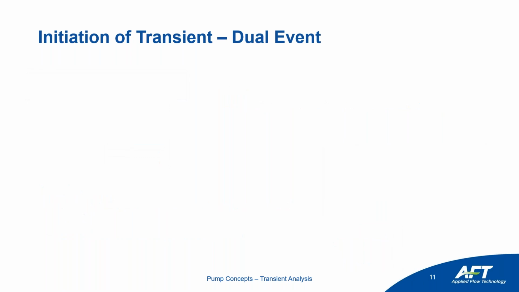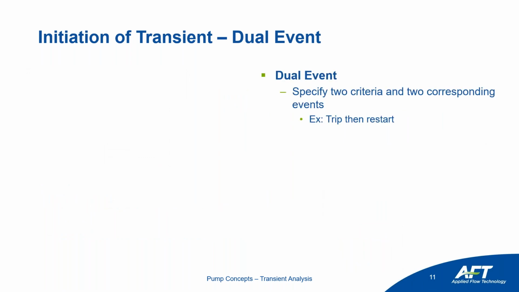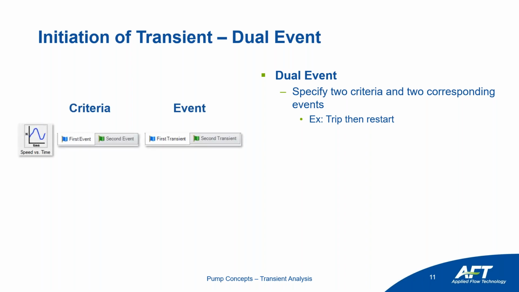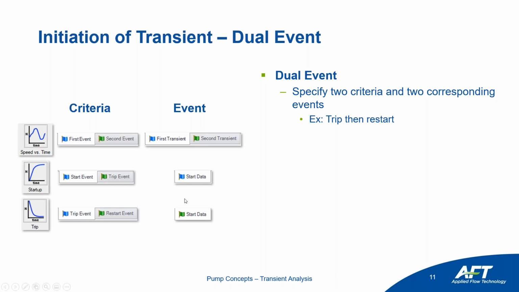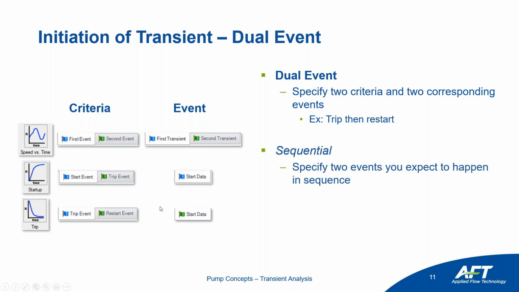There's also a dual event. So dual event is you're specifying 2 different criteria and 2 corresponding events. In the case of pump transients, that's going to be a trip event, and then a restart, or maybe a startup and then a trip. So if you look at speed versus time, you'll have 2 different criteria, 2 different events. If you have a startup, you'll have your start event and then a trip event. And then with a trip, you'll first initiate your trip event and then have a restart. These come in both sequential options.